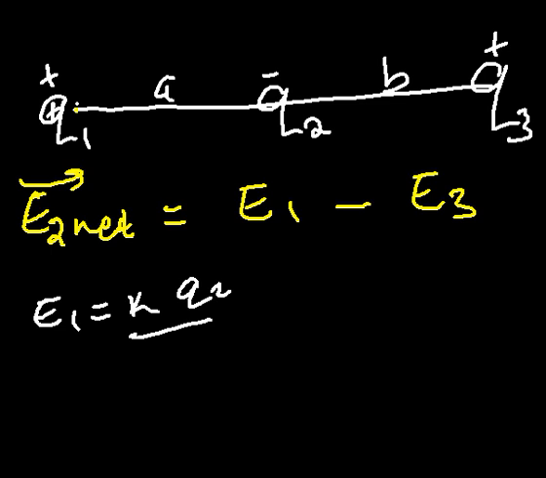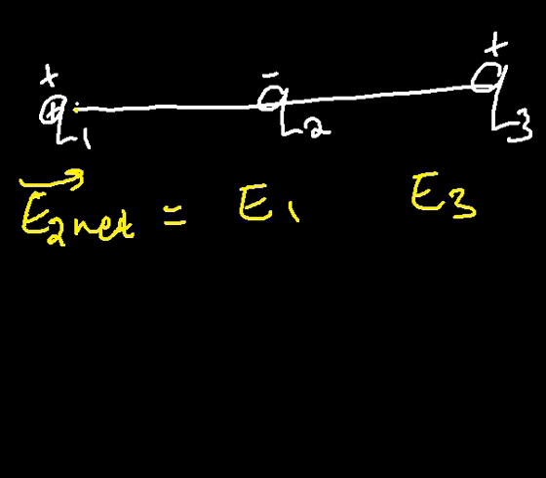So it can be negative or positive. If it is negative, it means the net direction has to be towards the negative direction. If it's positive, it means towards the positive.